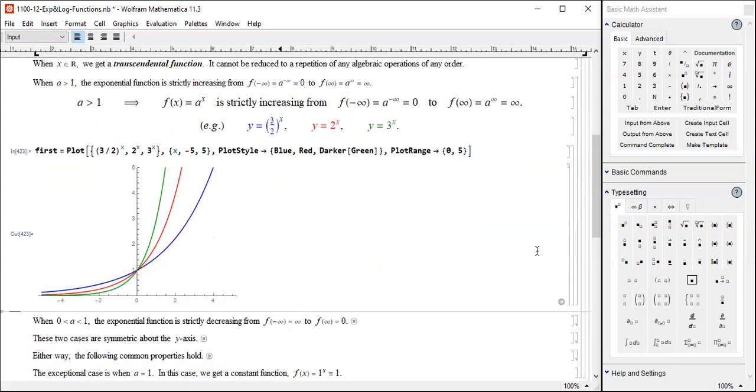The graphs, typical case when the base is greater than 1. Please remember these graphs. Toward negative infinity, we have 0. Toward positive infinity, going to positive infinity, and all going through the y-intercept of 1, strictly increasing. This basic shape, please remember.